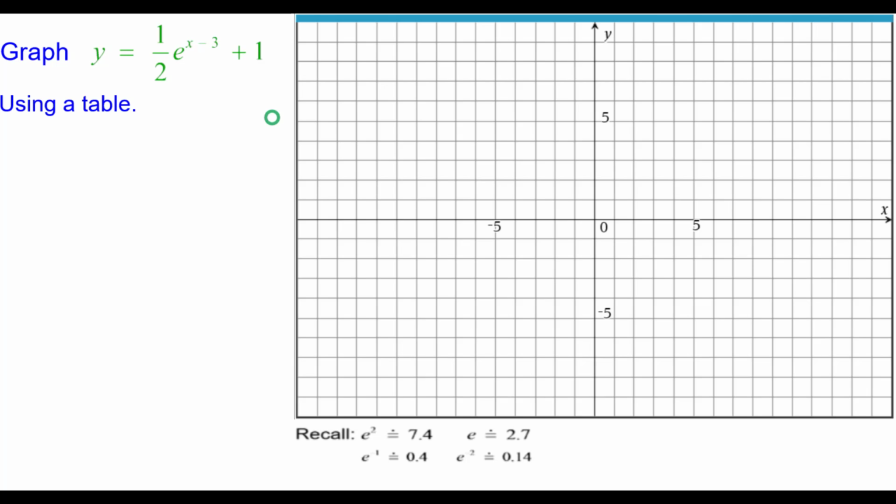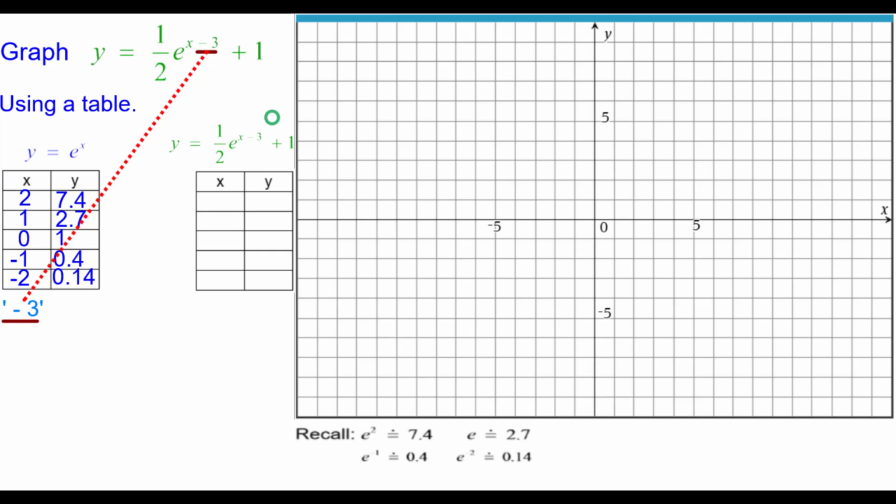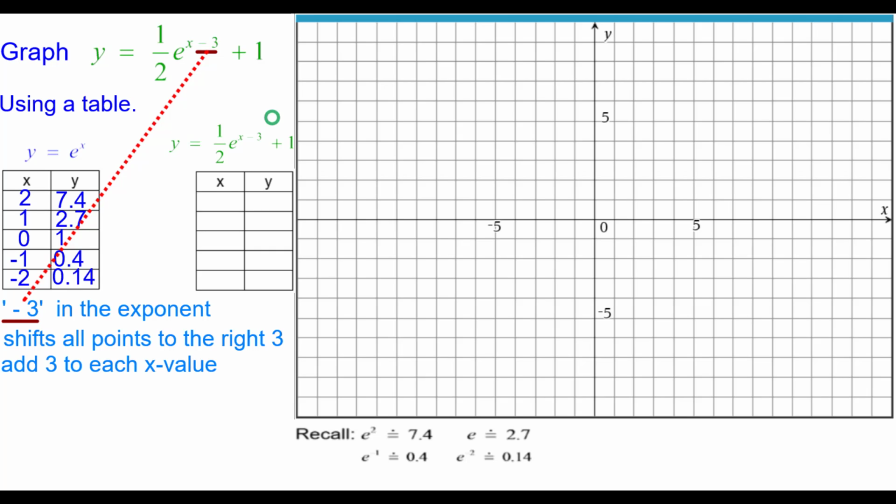Second way, using a table. These are our 5 points normally we use on the e to the x parent function. The minus 3 in the exponent is going to shift all points to the right 3. So we have to add 3 to each x value. So 2 plus 3 is 5. And so I'd like to go ahead and finish these 4 points, these 4 x values, I should say.